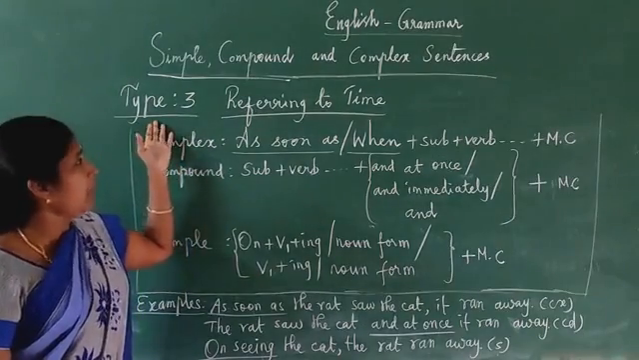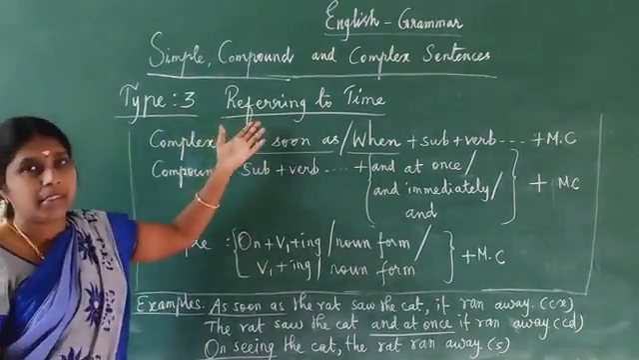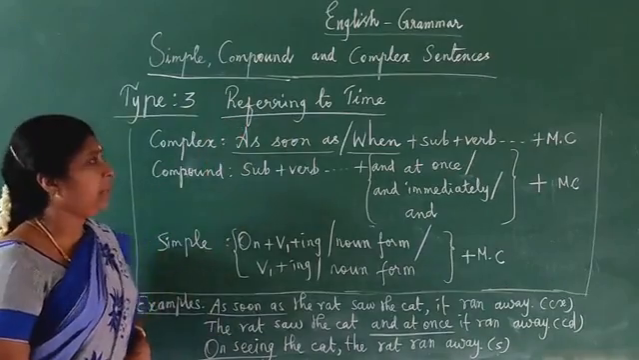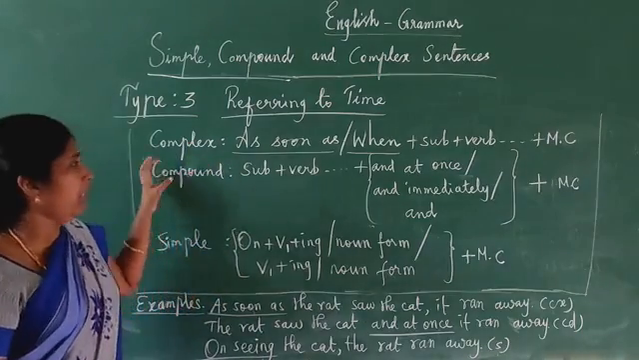In the previous session, we saw the first two types. Now the third type is referring to time. Here we have simple, compound, and complex sentences. In this referring to time, three types are there. First, let us see the first one.